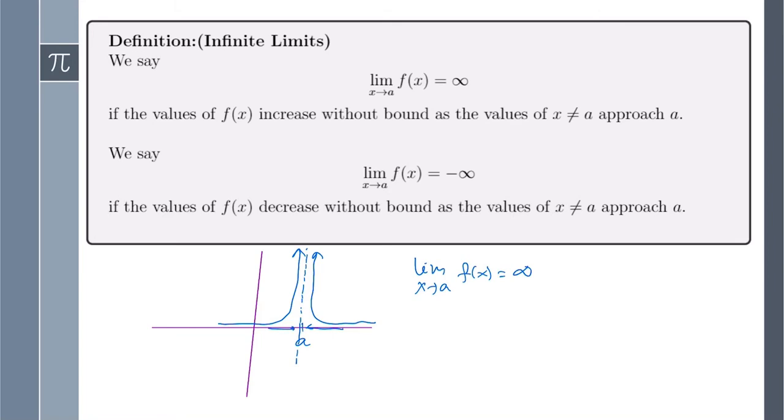Similarly, it's true when it goes to negative infinity. So when x approaches a, if the function is going to negative infinity, or if it decreases without bound, then we call it limit as x approaches a of f of x equals negative infinity.